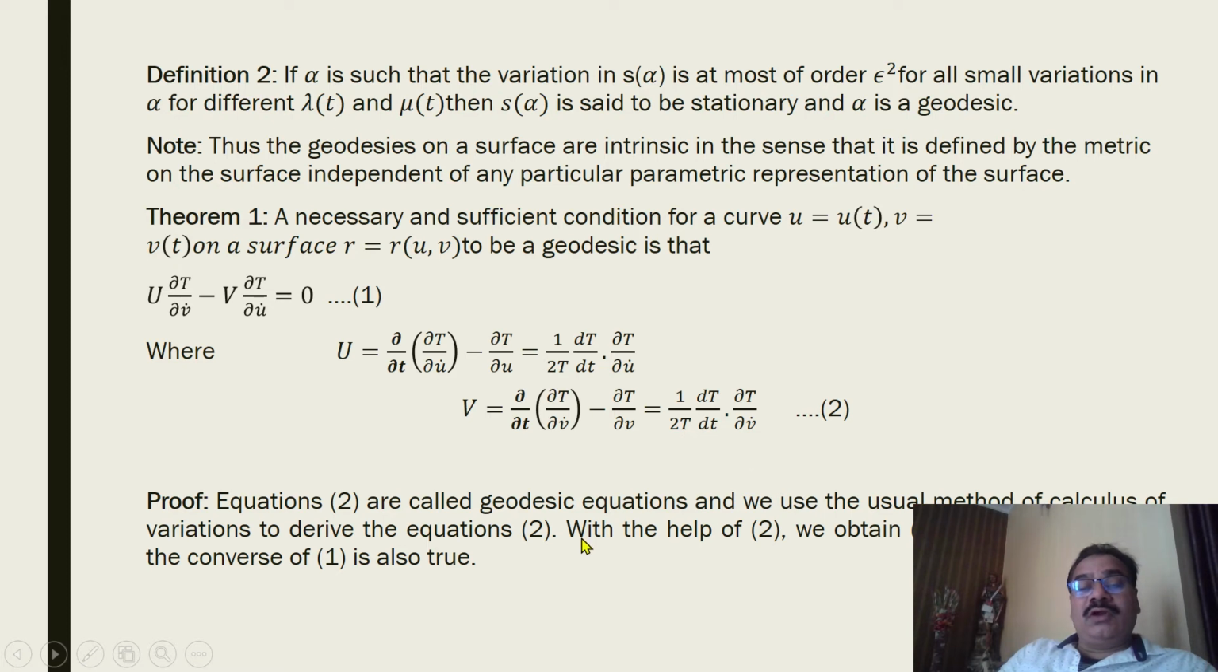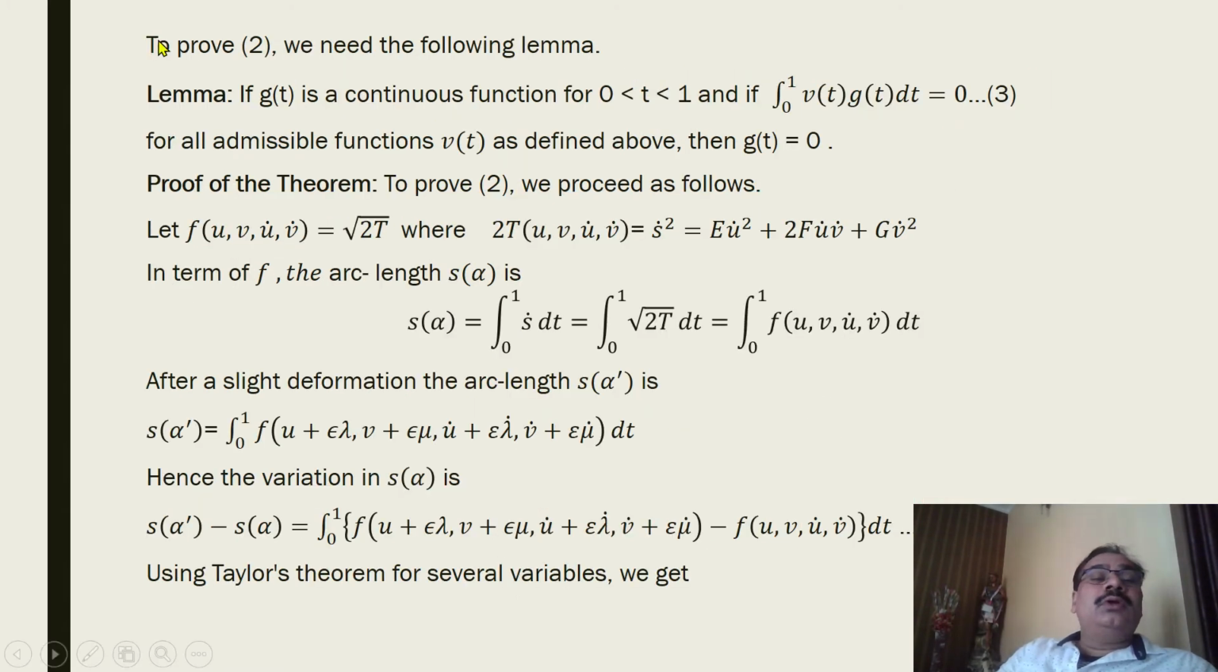This equation is called the geodesic equation, and we use the usual method of calculus of variation to derive equation 2. With the help of equation 2, we obtain 1 and then prove that the converse of 1 is also true. So this is the methodology which we will adopt to prove this theorem, but the proof of this theorem is always a little lengthy. To prove 2, we need the following lemma.